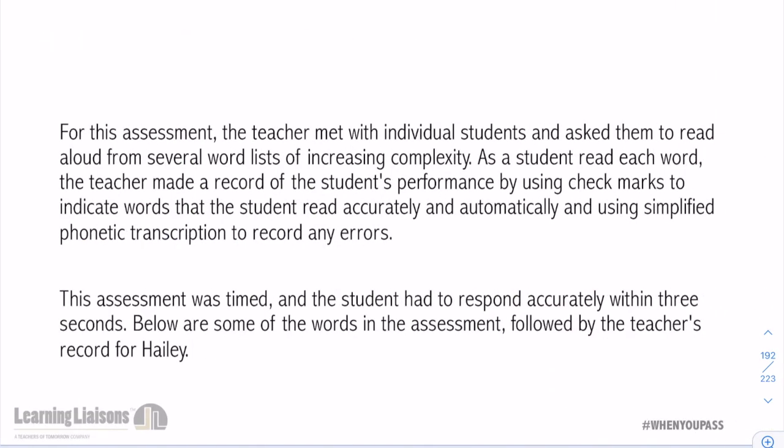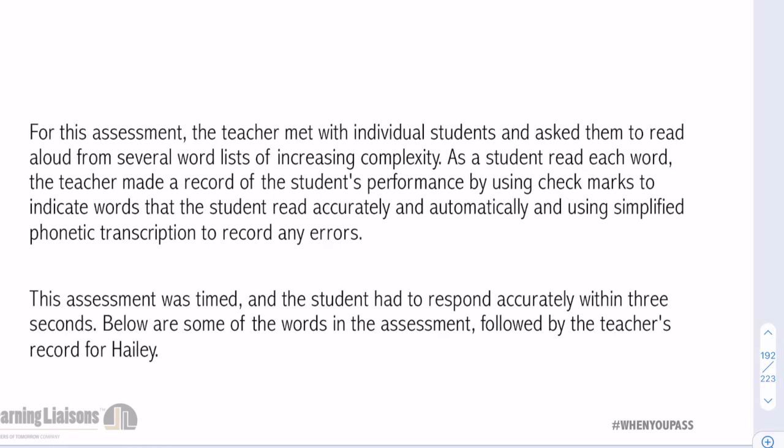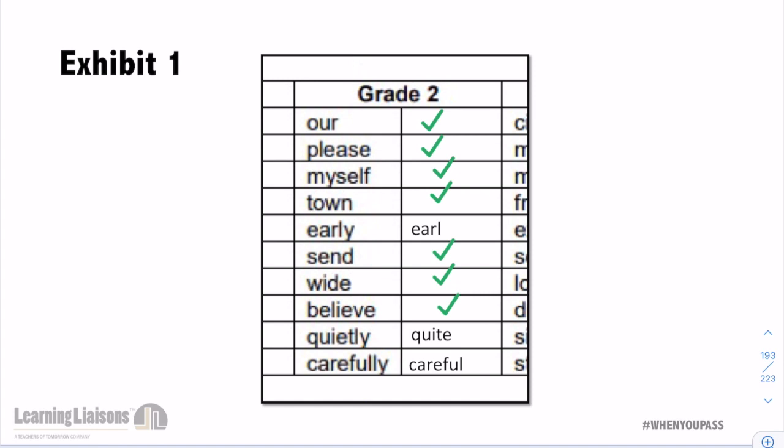For this assessment, the teacher met with individual students and asked them to read aloud from several word lists of increasing complexity. As the student read each word, the teacher made a record of the student's performance by using check marks to indicate words that the student read accurately and automatically, and using simplified phonetic transcription to record any errors. This assessment was timed, and the student had to respond accurately within 3 seconds. Below are some of the words in the assessment, followed by the teacher's record for Haley. So this is the first assessment Haley took.